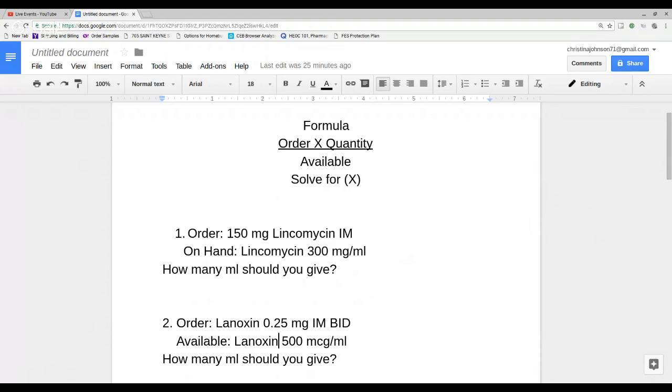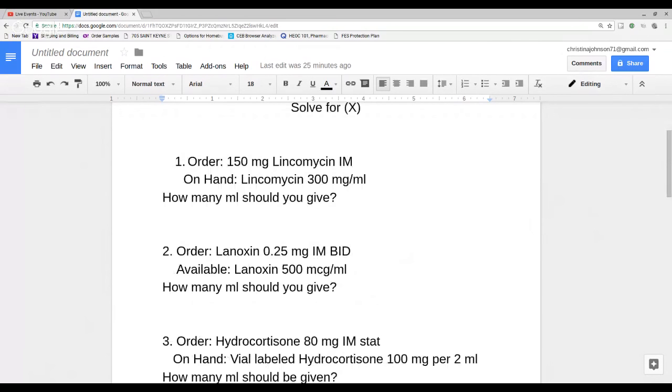So number 2, we have the order is Linoxin 0.25 milligrams IM BID. You guys know BID means twice a day. Our available is Linoxin 500 micrograms per milliliter. So how many milliliters should you give? As you can see, we're going to write out our formula. So it's going to be 0.25 milligrams times 1 milliliter over 500 micrograms.